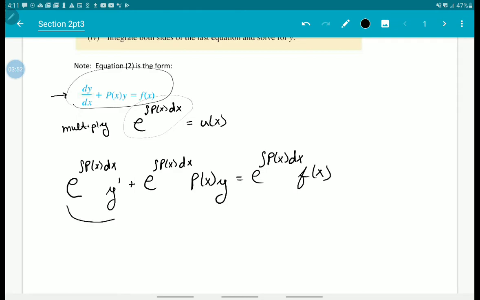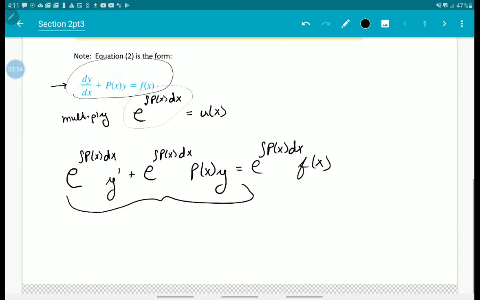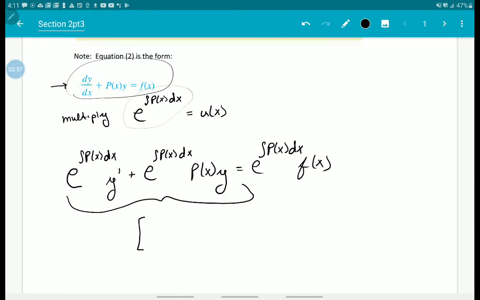And what's neat about this is that this guy is actually a derivative. If we were to take y times e to the integral of p of x dx, and we were to take the derivative of that. Okay, remember what this notation means? This notation means that you want to take the derivative of whatever's inside of here. So if we were to take the derivative of this guy, that would be a product rule. Product rule would say it's the first function times the derivative of the second. So we would have y times the derivative of e to the integral of p of x dx.